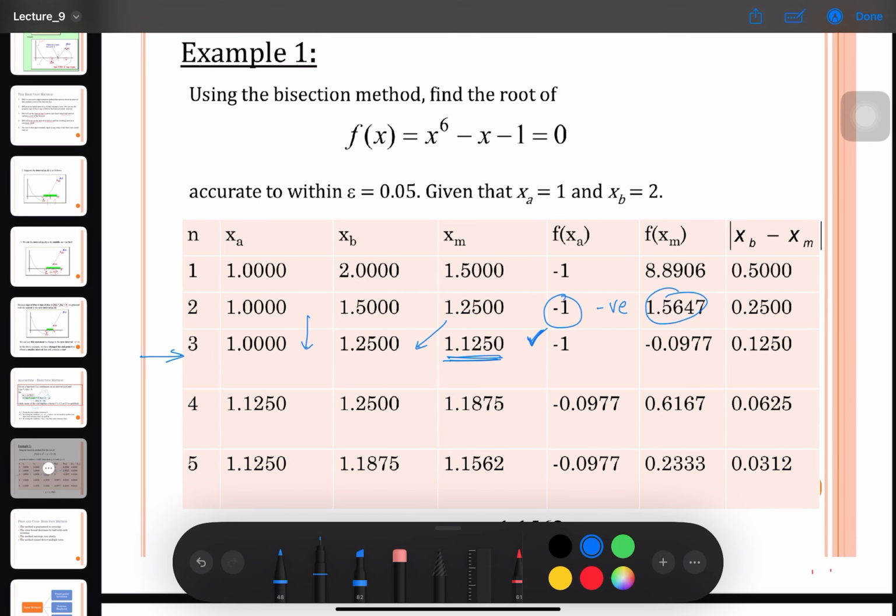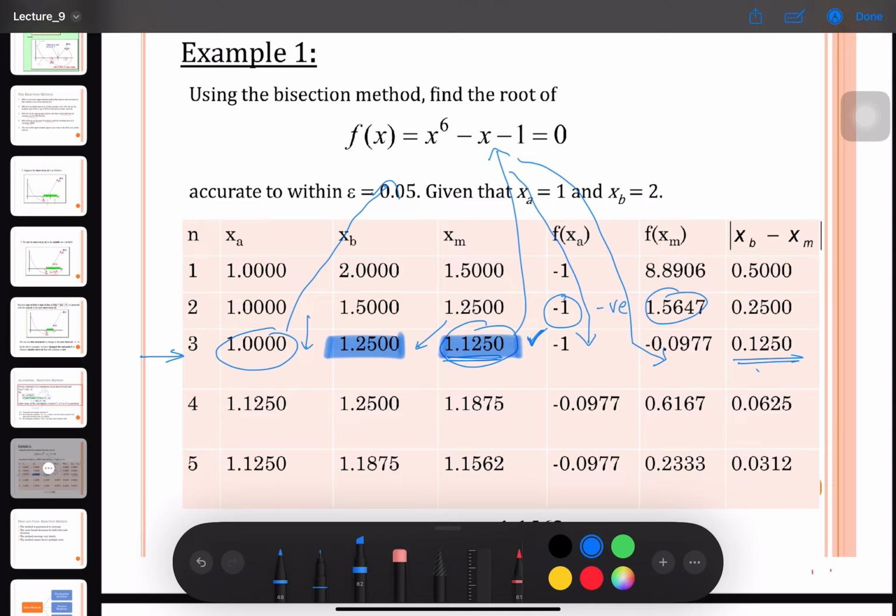And then f(xa), as usual, substitute xa into this equation, you get this answer. f(xm), as usual too, substitute the xm value into this equation, you get this answer. And then for the error, xb minus xm, your xb is this one minus xm, you get this answer, modulus.